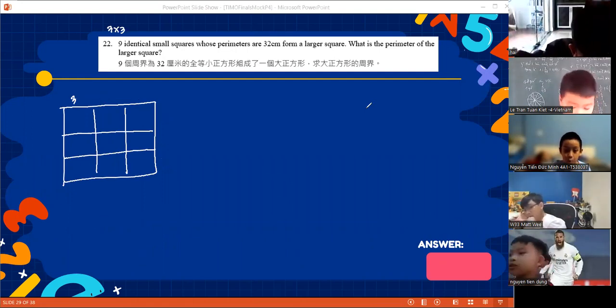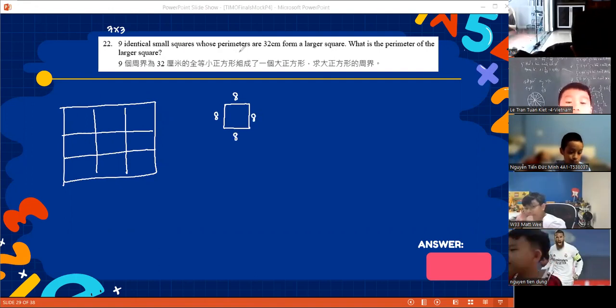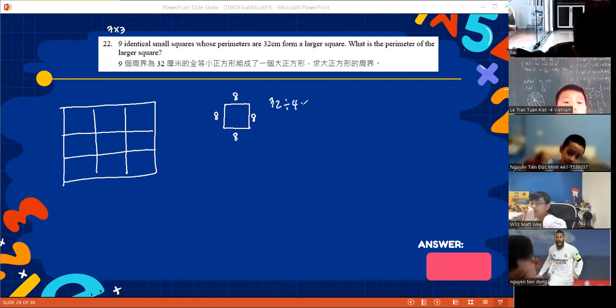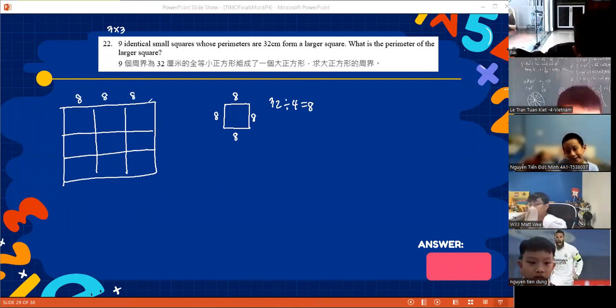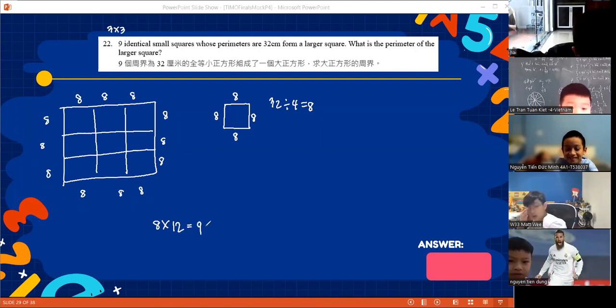Okay, let's understand the question. The small square has a perimeter of 32, right? Wait for a while, because the 32 here stands for your perimeter, not the side lengths. So 32 divided by 4 is 8. So this should be 8, 8, 8. How many 8s are there? There are 12, so 8 times 12, which is 96. So 96 should be the answer.